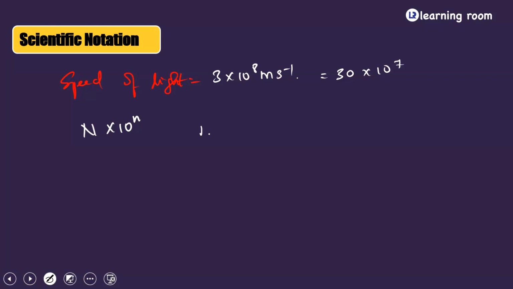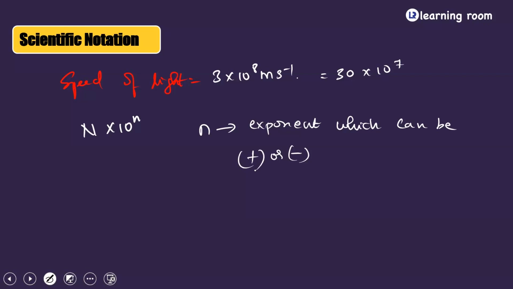So here n is actually an exponent which can be positive or negative. Exponent which can be positive or negative. Clear?